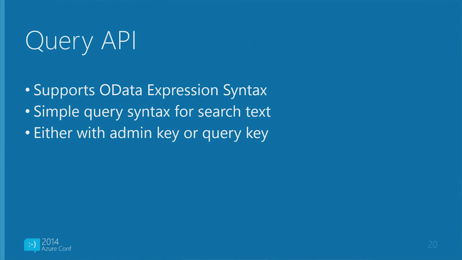The last one is the query APIs. The query APIs are actually the real meat of the Azure Search REST APIs. Query API supports OData expression syntax, and then they also have a simple query syntax for the search text. And then you can use query APIs with either the admin key or the query key.